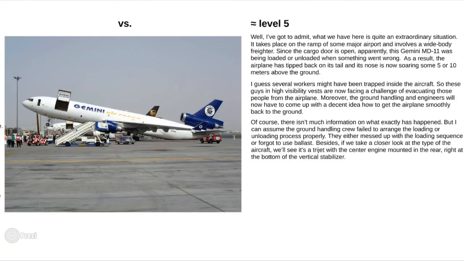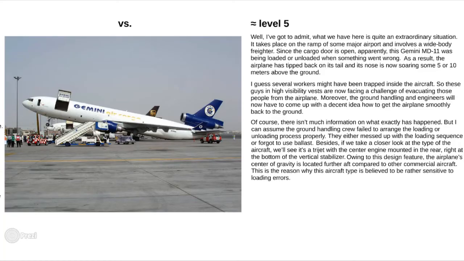Besides, if we take a closer look at the type of the aircraft, we'll see it's a trijet with the center engine mounted in the rear, right at the bottom of the vertical stabilizer. Owing to this design feature, the airplane's center of gravity is located further aft compared to other commercial aircraft. This is the reason why this aircraft type is believed to be rather sensitive to loading errors.